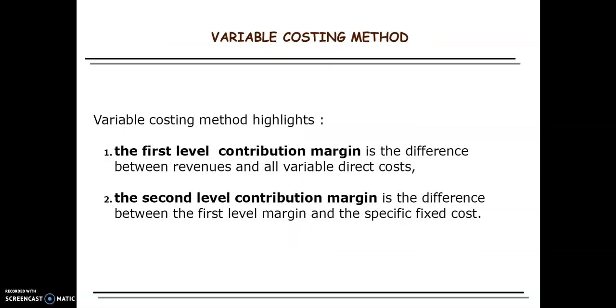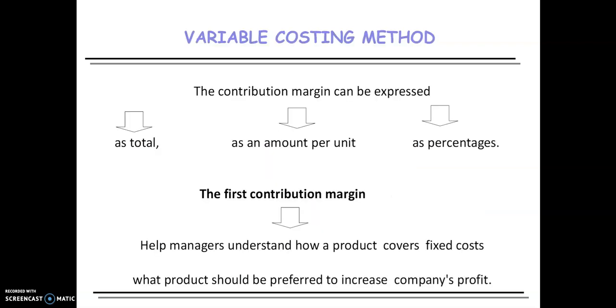Variable costing method highlights: the first level contribution margin is the difference between revenues and all variable direct costs. The second level contribution margin is the difference between the first level margin and the specific fixed cost. The contribution margin can be expressed as a total, as an amount per unit, or as a percentage. The first contribution margin helps managers understand how a product covers fixed costs, and which products should be preferred to increase the company's profit.